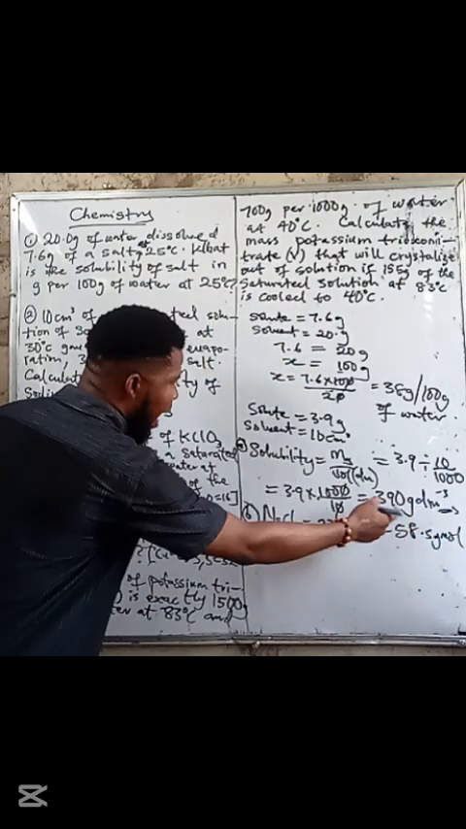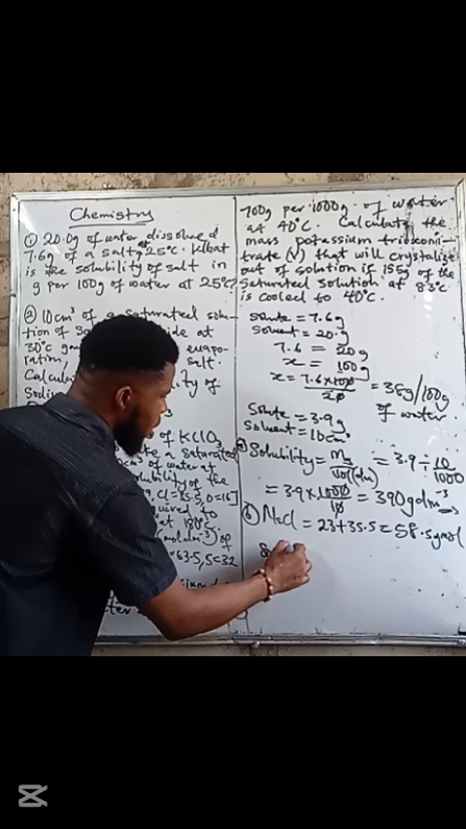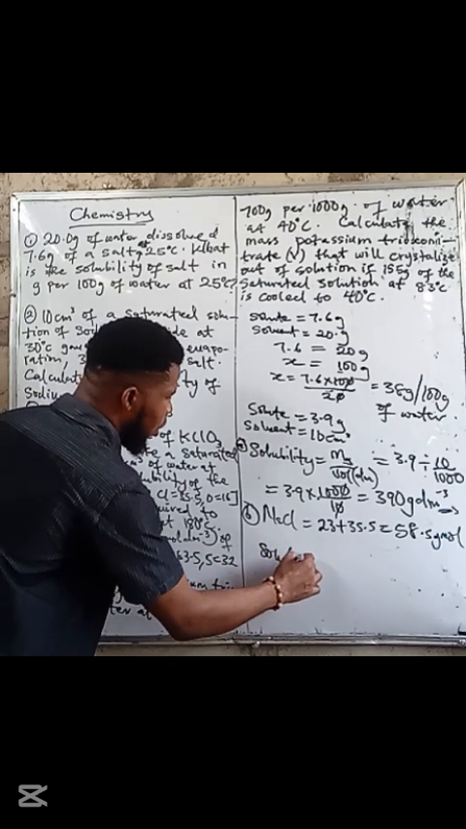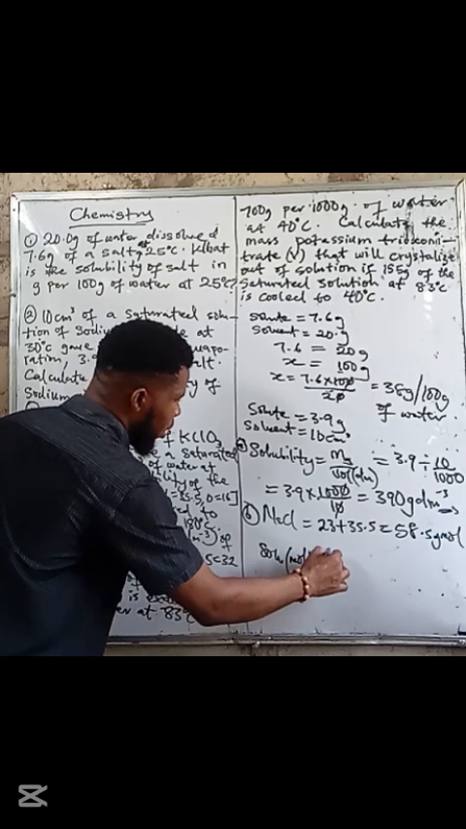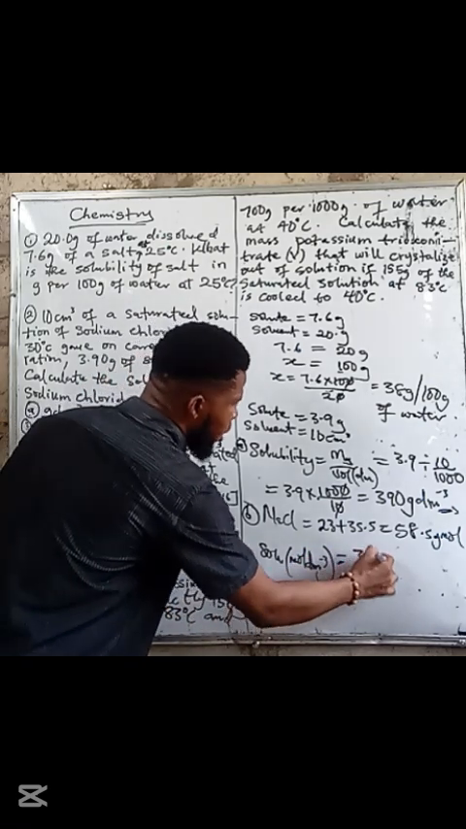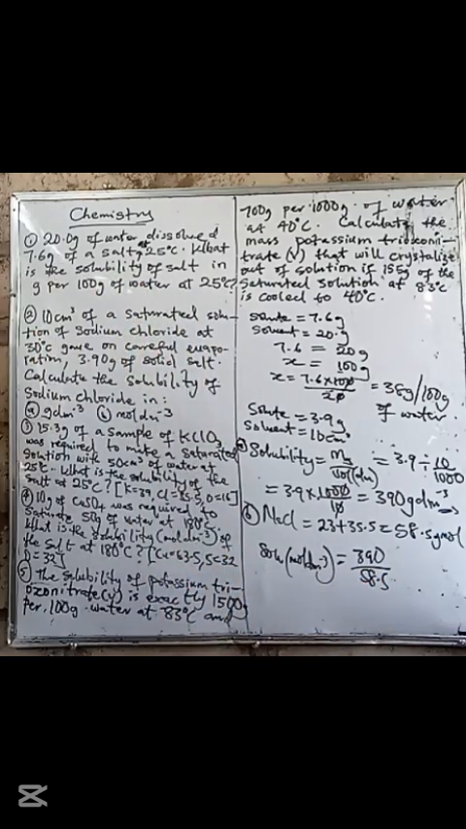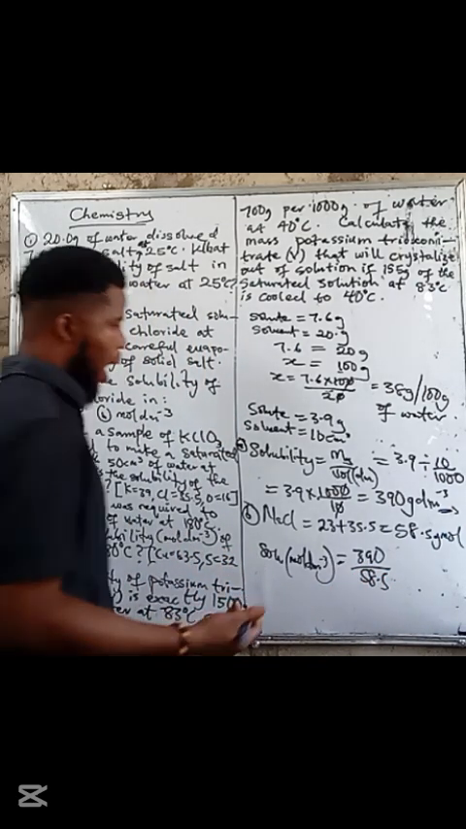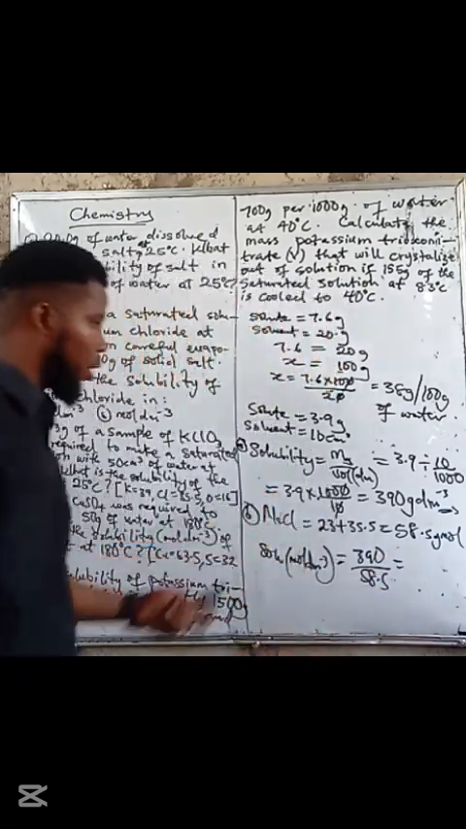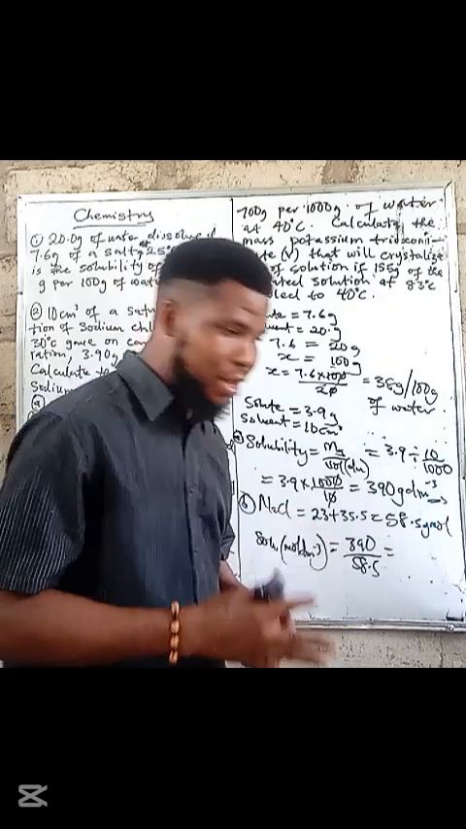So now to divide this by the molar mass, 58.5 grams per mole. That will be what? Solubility in mole per dm³ will be what? 390 over 58.5. Okay? So you can do this with your calculator. So press your calculator, whatever you have, that will be your answer. Okay?